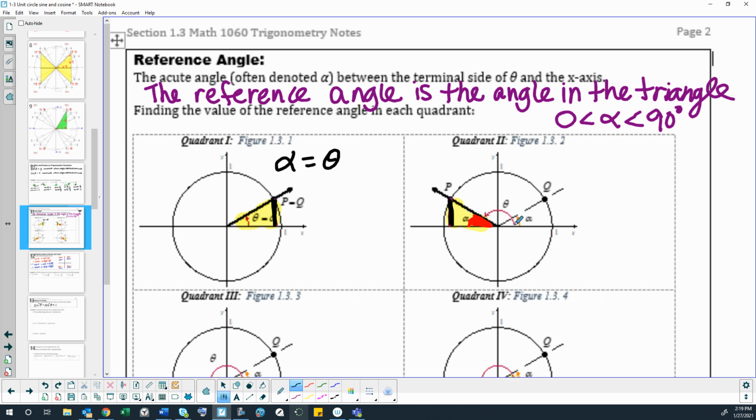So theta is this bigger angle, and alpha is this smaller one, and together those two angles add up to 180. So to find alpha in quadrant 2, we take 180 and we subtract theta, because theta is going to be smaller than 180 but bigger than 90.